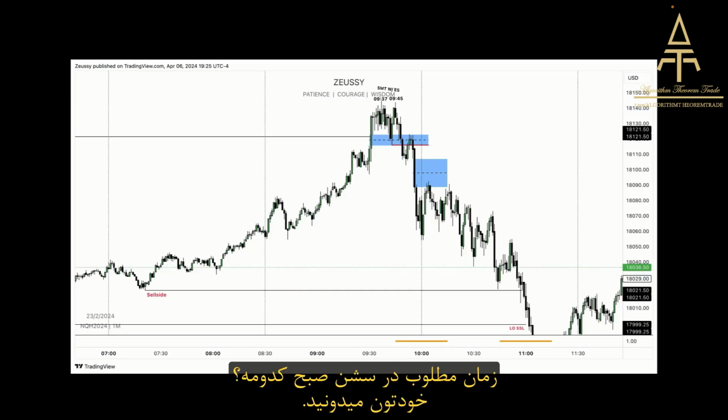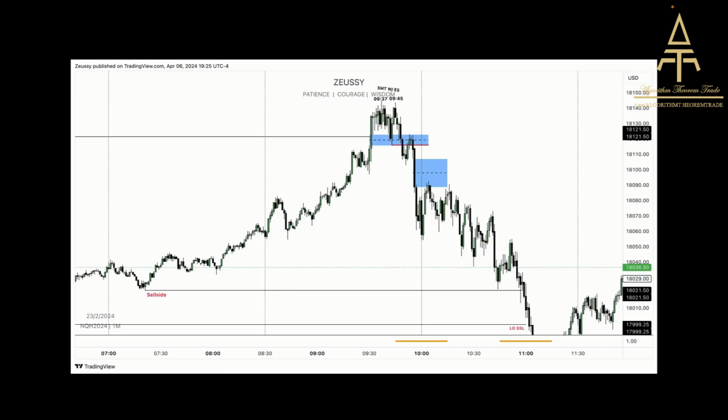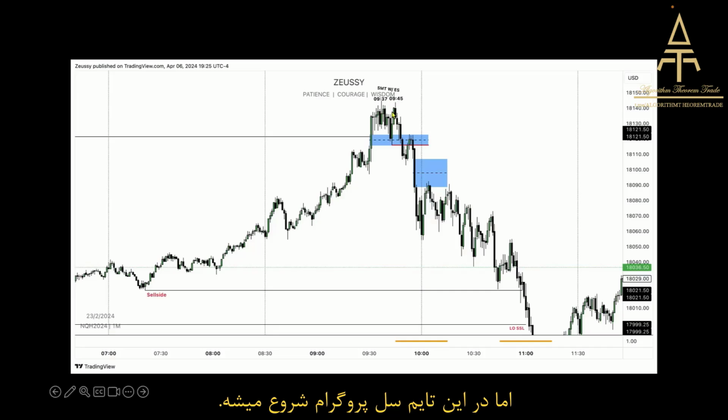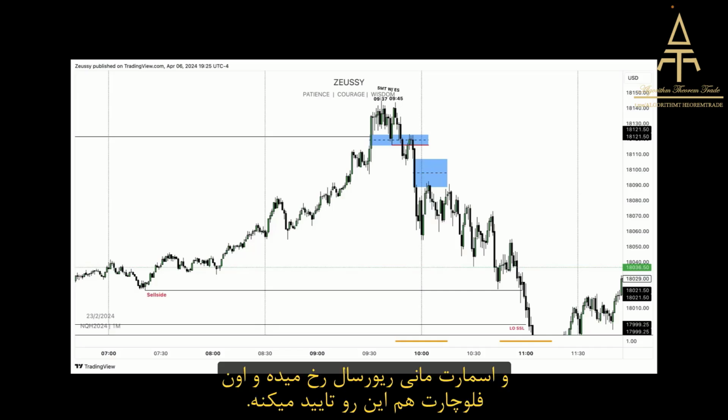What's our time of interest during the morning session? You already know that answer. Time of interest for the morning session is 9:30 to 10:30, the full hour, and our focus is specifically on 9:45 to 10:15. As you can see, the smart money reversal comes in before that 30-minute interval. However, what begins at that 30-minute interval? A sell program. That right there is a sign of time and price aligning. We were expecting a smart money reversal to form, and we're seeing the confirmations within our flowchart, within our sequence of events confirming this.